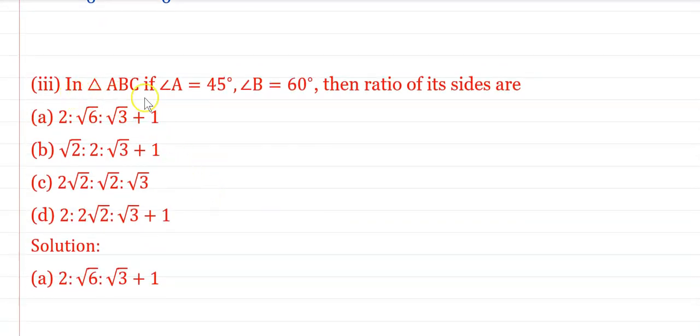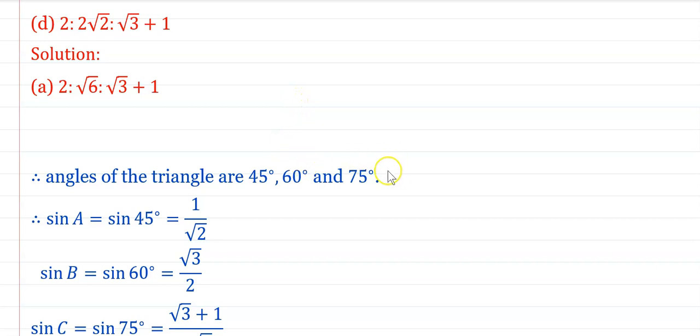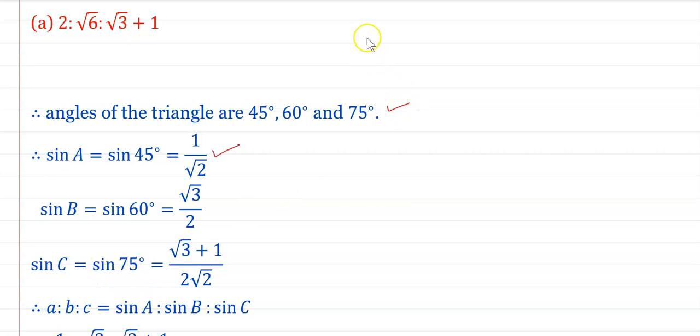Next, in triangle ABC, angle A is 45, B is 60. Then the ratio of its sides is. Now here the measure of angle A is 45, B is 60. And what about the measure of angle C? The measure of angle C is 75. Okay. And therefore we will find out the values. Sin A, 45, its value is 1 by root 2. Sin B, 60, its value is root 3 by 2. And what about the sin of 75?